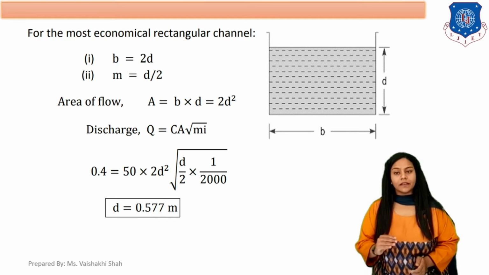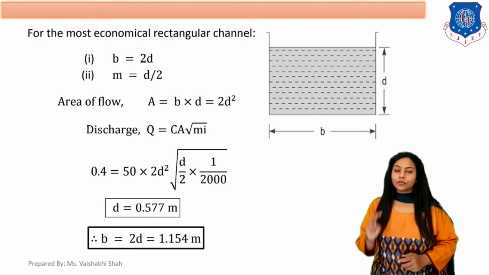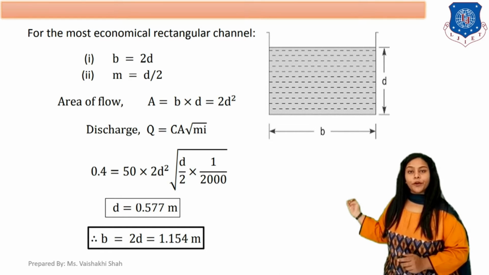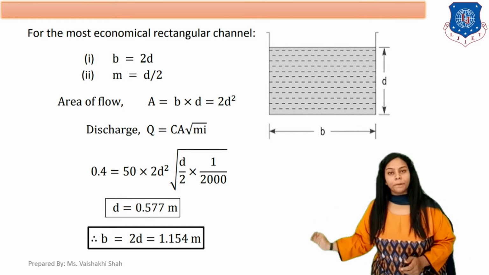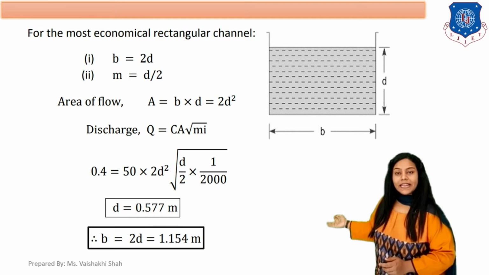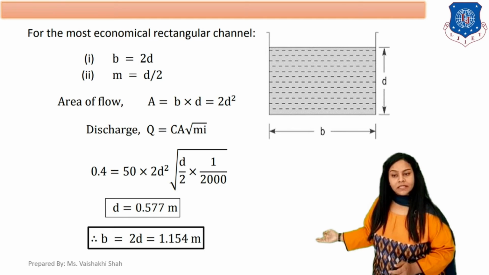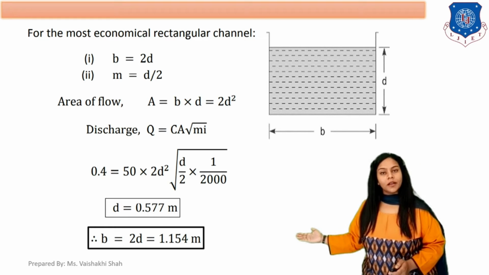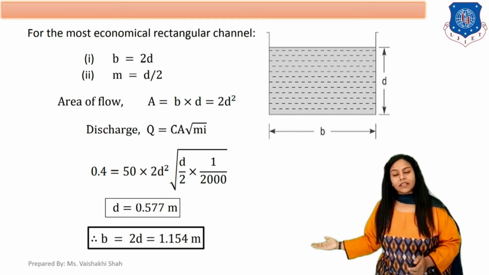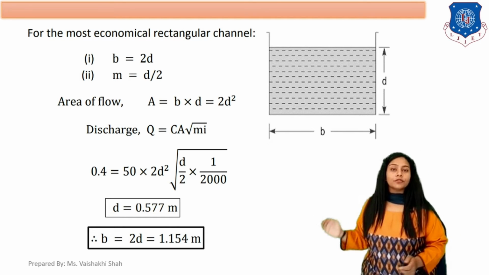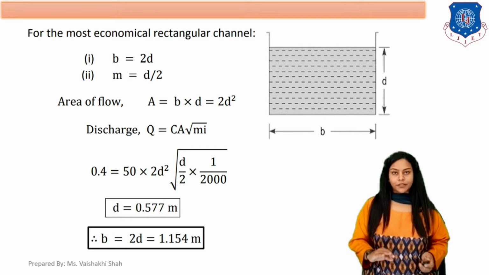D equals 0.577 meter, and B equals 2 times D. So B equals 1.154 meter. So your final answers for B and D are: D is 0.577 meter, and B is 1.154 meter. These are the width and depth for the most economical rectangular section.